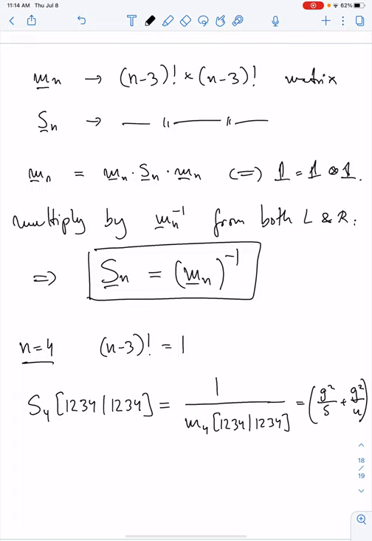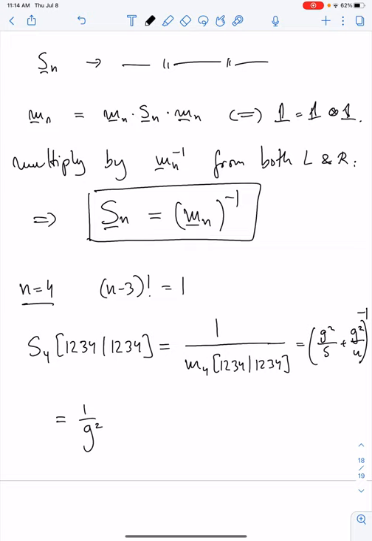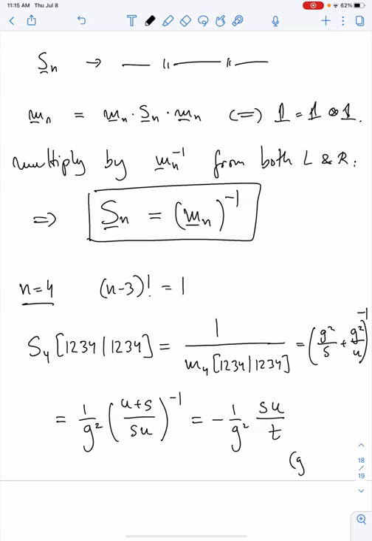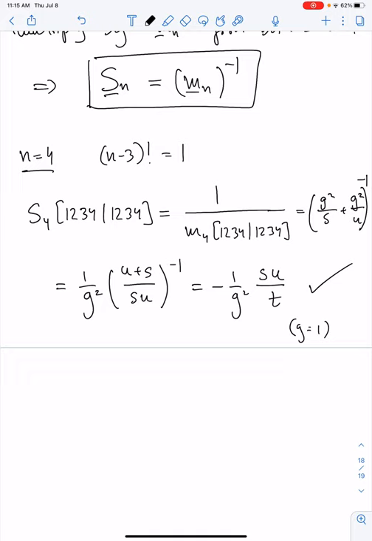Let's put everything together. I get a 1 over g squared, and then I get s times u, well, u plus s divided by s plus u, and this has to be inverted. And you can see that this is exactly the same as 1 over g squared times s times u divided by t. And indeed, when I set g equal to 1, you will recognize this exactly as the kernel that I introduced by the simple argument that the s and the u channel that were doubled in the double copy had to cancel, and it had to provide the missing channel t.